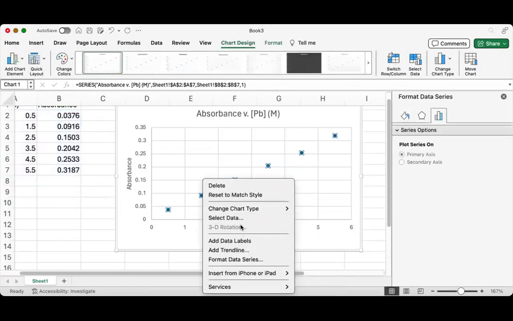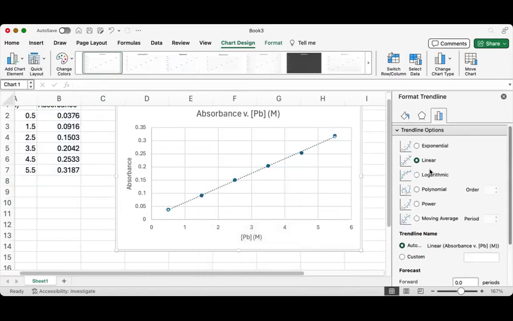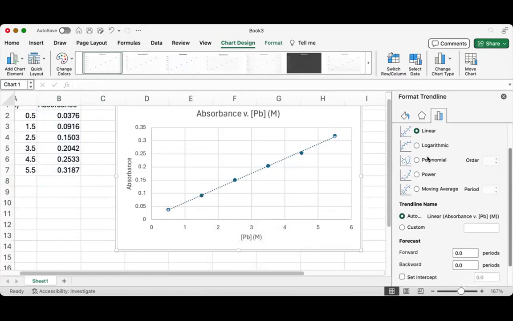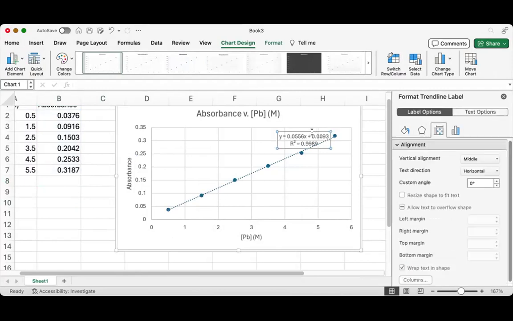And we'll need to create our line of best fit, so we'll right-click on the data point and add a trend line. Make sure that it is a linear trend line since we're doing linear analysis. And for analysis, you'll want the equation and the R-squared value. The R-squared value tells you how linear the line is, how well it fits the data. The closer it is to 1, the better it is.